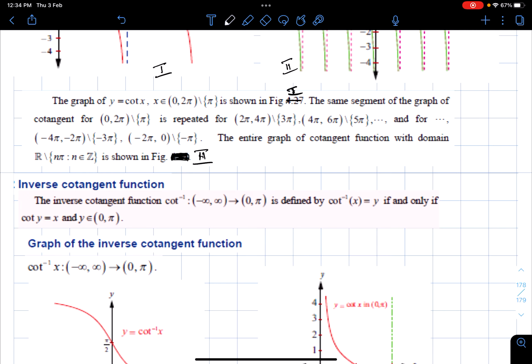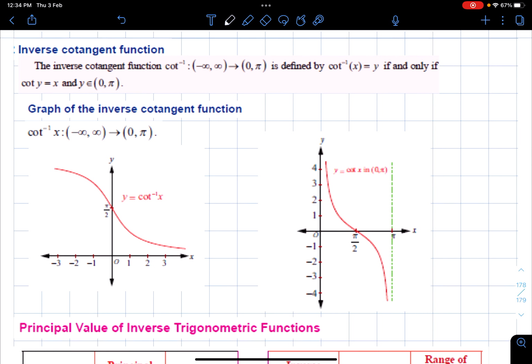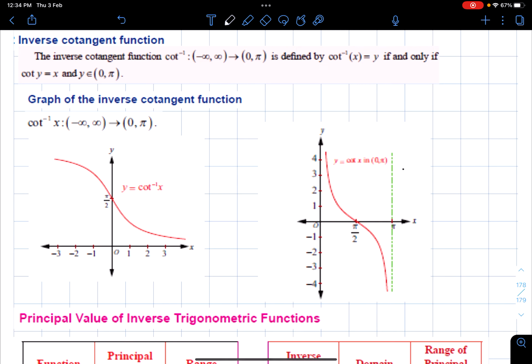Cot inverse has the domain minus infinity to infinity and range 0 to pi, and is defined if and only if cot y equals x, where y belongs to 0 to pi. I have compared both: this is the cot x graph and this is the cot inverse graph.